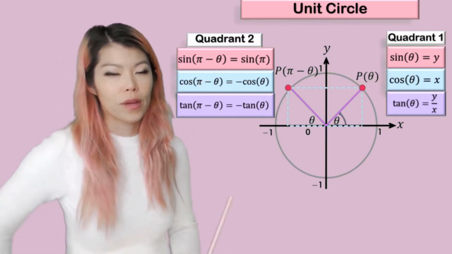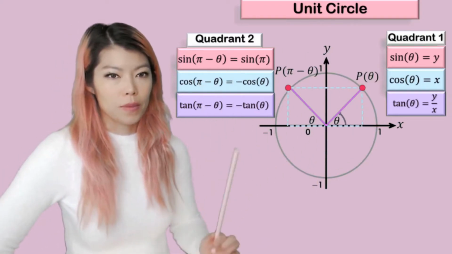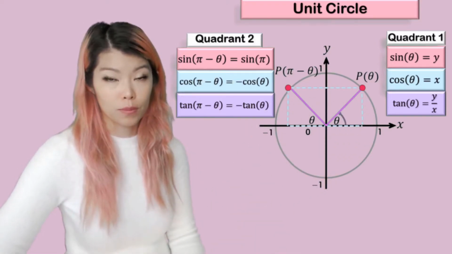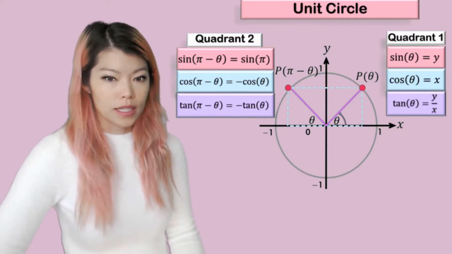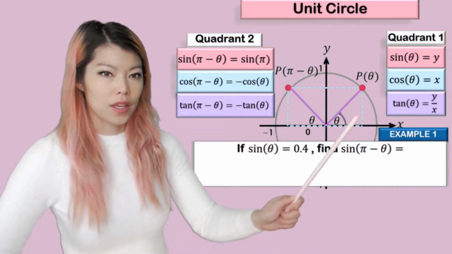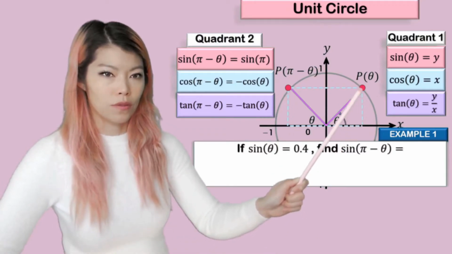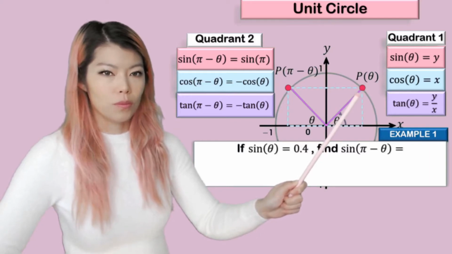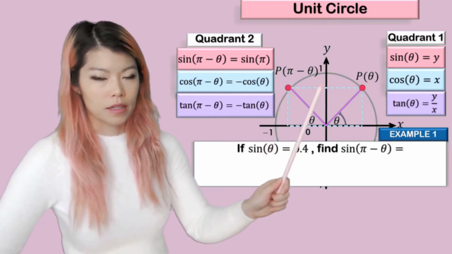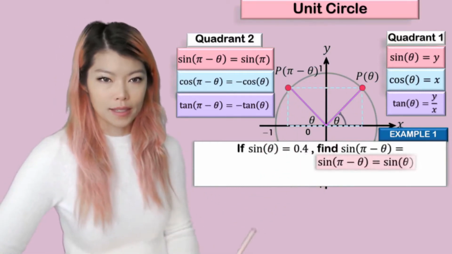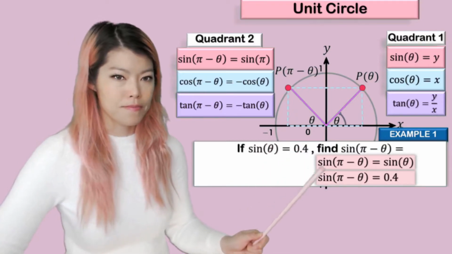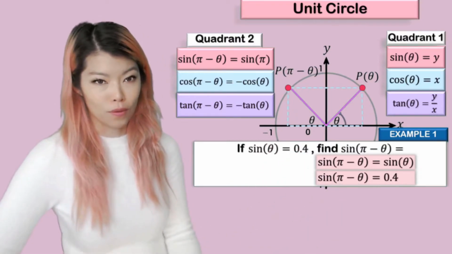What can we do with this information? This is what it means by being symmetrical, as in it has some values that are the same, and we just have to check if it's positive or negative. So let's look at an example to see how this is very useful. If I have sine theta over here as being 0.4, so the y value is 0.4, what would sine of pi minus theta be? Well, it would be exactly the same. So if I know that sine theta is 0.4, then sine of pi minus theta is also 0.4.